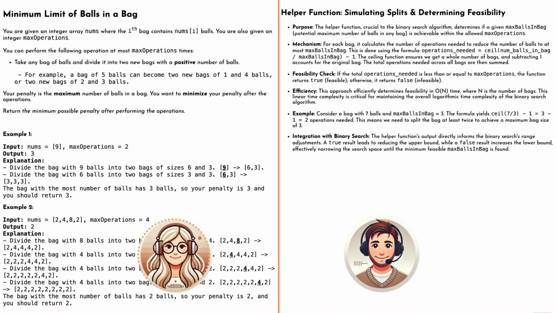Exactly. Got to go higher. And what if the total number of splits is within our allowed operations? Well, that means this penalty could work. It's feasible. But maybe there's an even better solution, a smaller penalty that also works. Right. So you tell the binary search, hey, maybe try a bit smaller, see if we can squeeze that penalty down. I see. So the helper function is like our feasibility checker, helping the binary search navigate towards the optimal solution. It's the guide, leading the way.